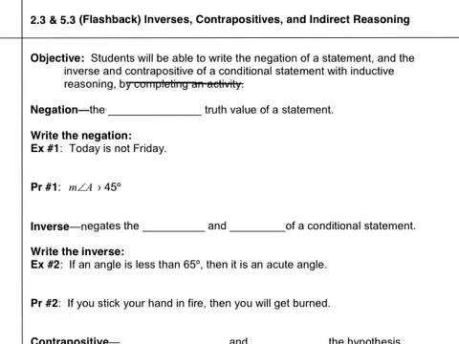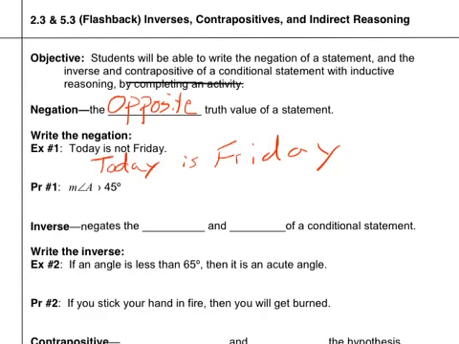Okay, so first up, negation. This is the opposite truth value of a statement. Just means the exact opposite. So here's some examples. Example 1, today is not Friday. The negation of this would just be today is Friday. That's it. Just the exact opposite. Pretty easy.